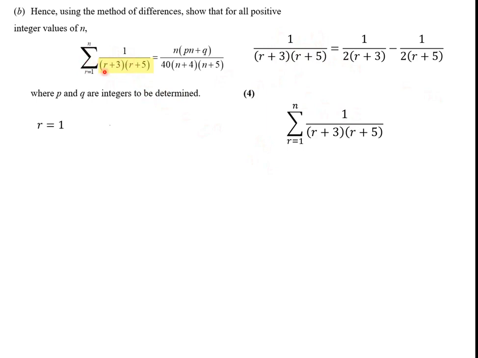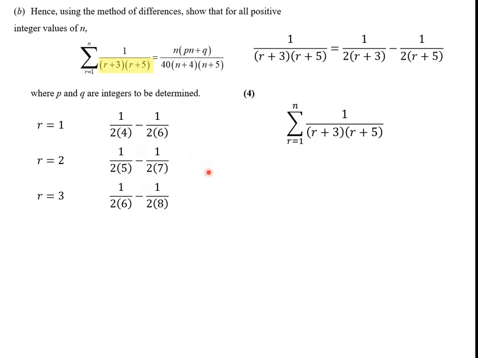So I'm going to put r is 1 into this. I'm really going to put r is 1 into this rather than this, because I'm going to use part A. So 2 lots of 4 minus 2 lots of 6 on the bottom. And then when r is 2, it'll be 1 over 2 lots of 5 minus 1 over 2 lots of 7. R is 3. I'll do the first 3 terms. I think you should do at least 3, just so you can see what's going on. And I'm not doing any more though, but I'm going to do the last 3 terms.